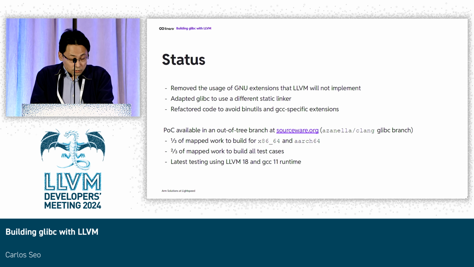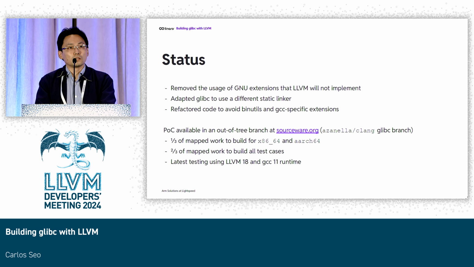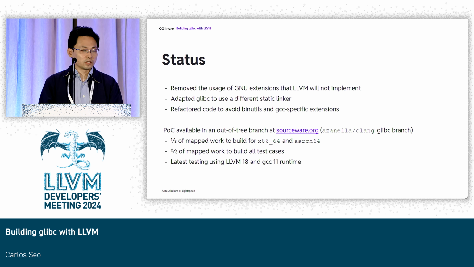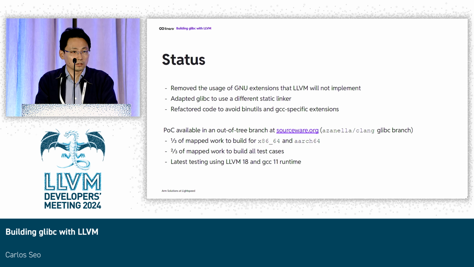What we have been doing is we removed all the GNU extensions that we know LLVM will never implement. We have adapted the build so that glibc can use LLVM, and we refactored the code in some points to remove these hard dependencies between GCC and binutils. And this POC is available at the official glibc repository at Sourceware under Adhemerval Zanella's branch, who is our colleague who did most of the work on the glibc side.